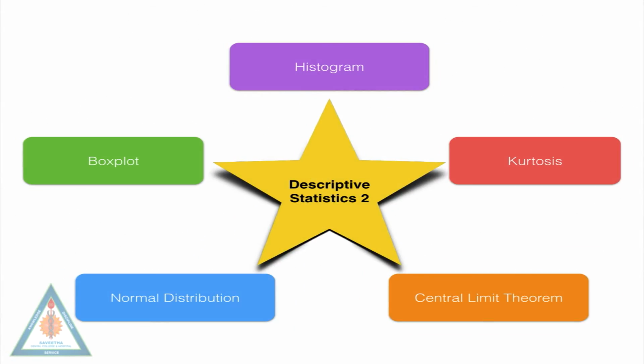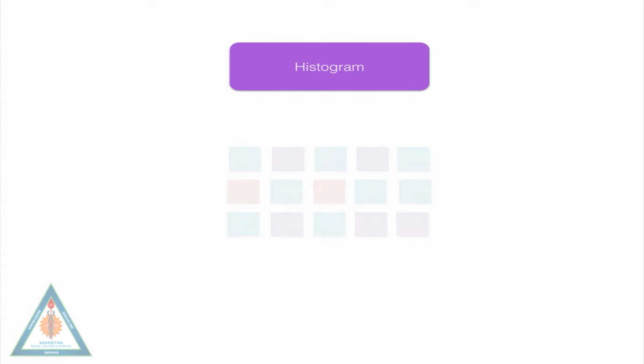So, the primary areas we are going to cover under this session include the histogram, the box plot, the normal distribution, central limit theorem, and a little bit about kurtosis. First, let's look at the histogram.